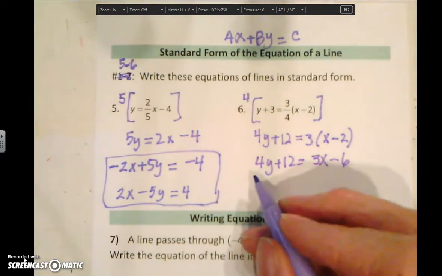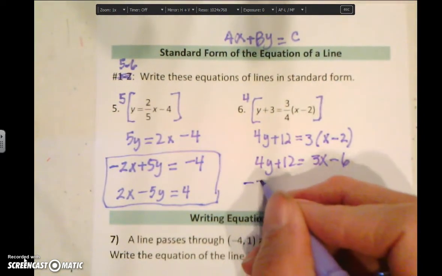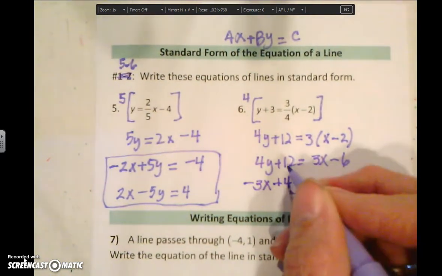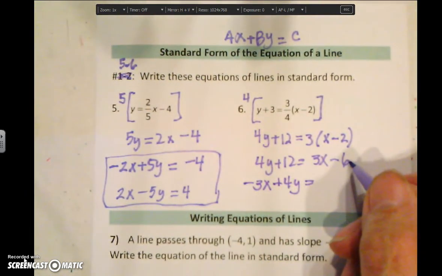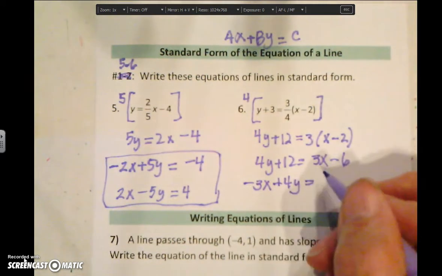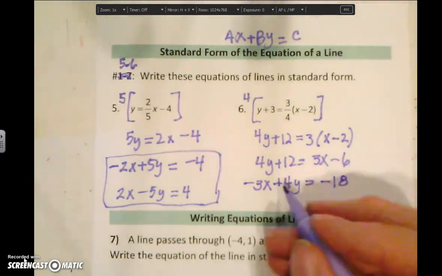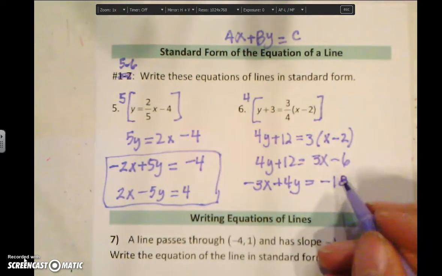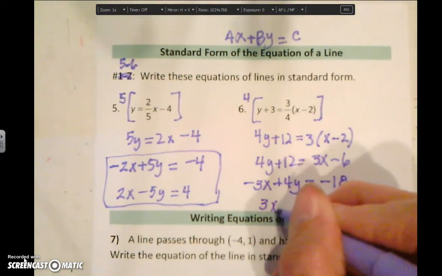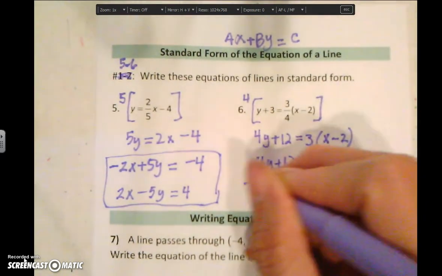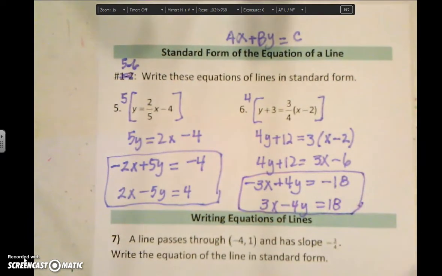I'm going to get my x over here with my y, so I have minus 3x plus 4y. And I'm going to subtract this 12 on this side. So minus 12 gives me a negative 18. So either that or multiply through by a negative 1: 3x minus 4y is equal to 18.